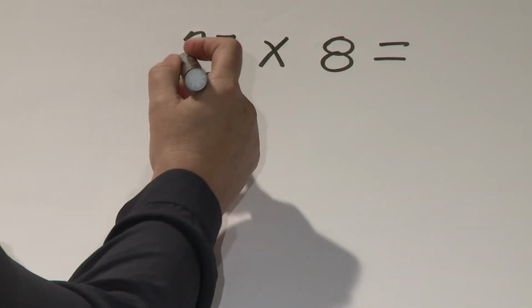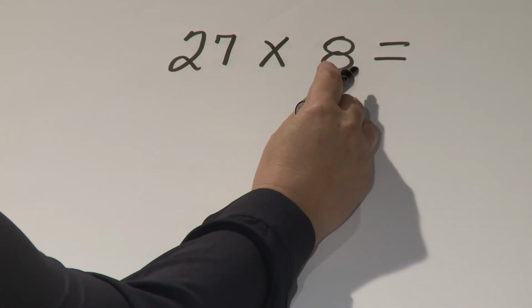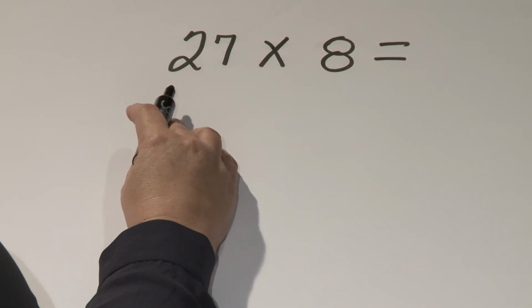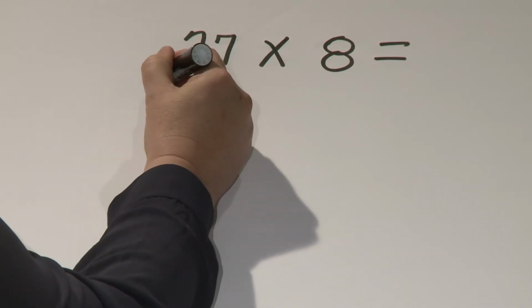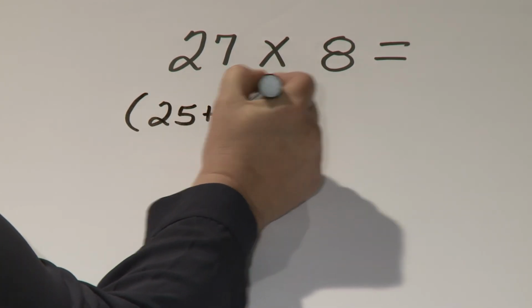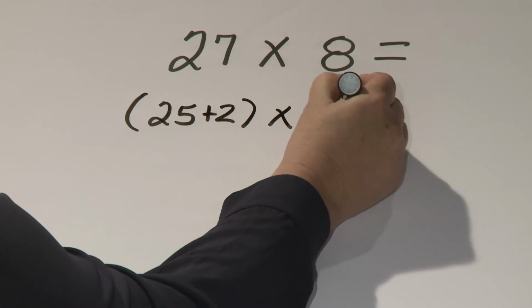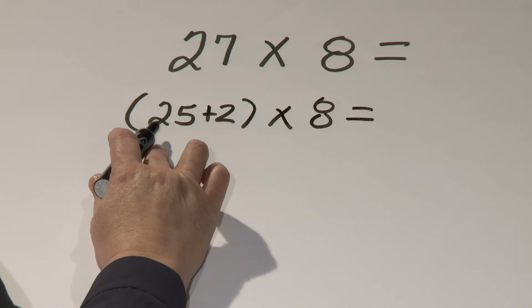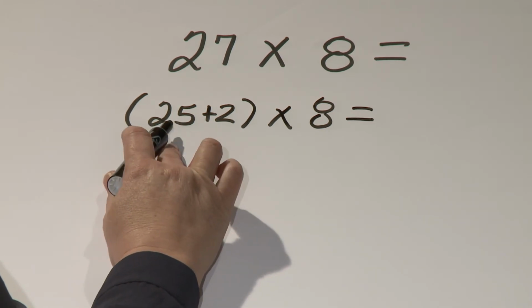When students use the partial product strategy, they don't always have to break it apart into place value. They can break it apart into friendly numbers as well. Let's take a look. In this problem, 27 times 8, we're going to break apart the 27. But this time, we're not going to break it apart into 20 plus 7. We're going to break it apart into 25 plus 2, times 8. This is a friendly number. Kids know how to add 25 or multiply 25.